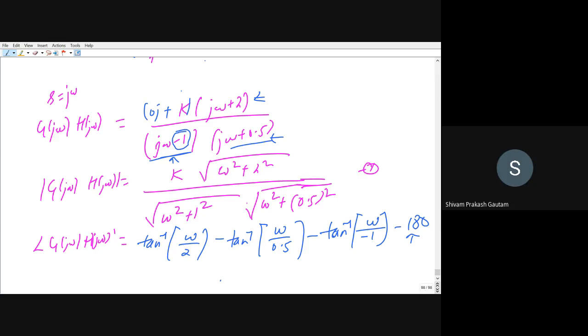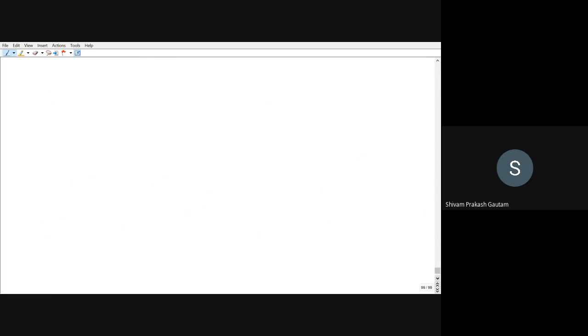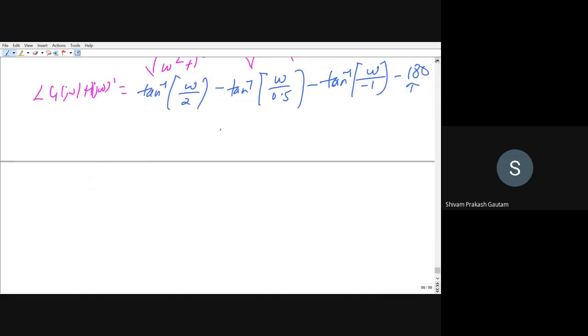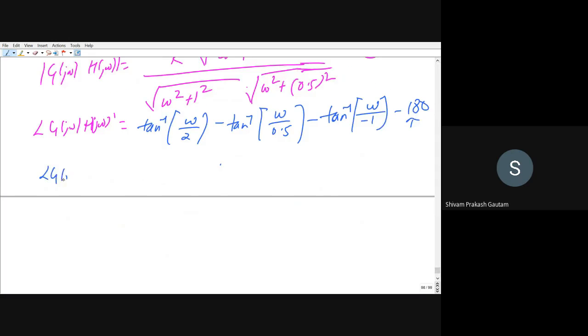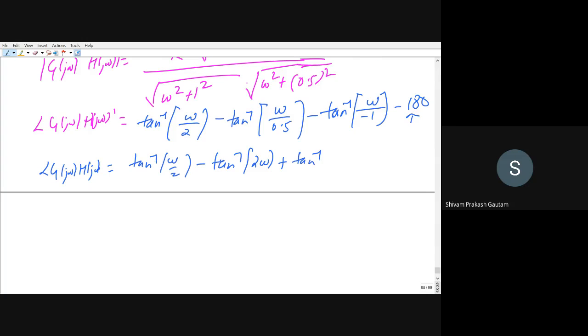Okay. So we will simplify our phase expression further. The phase of G(j omega) H(j omega) will be equal to tan inverse of omega by 2 minus tan inverse of 2 omega, because this 0.5 is 1 by 2, plus tan inverse of omega, the minus sign will come out, minus 180 degree. This is our equation number 2.